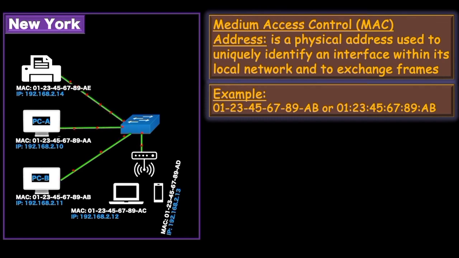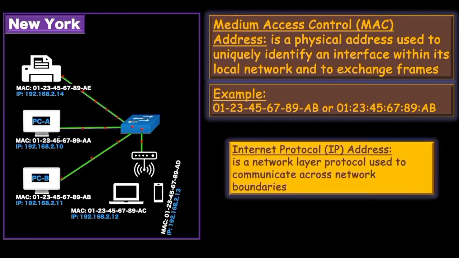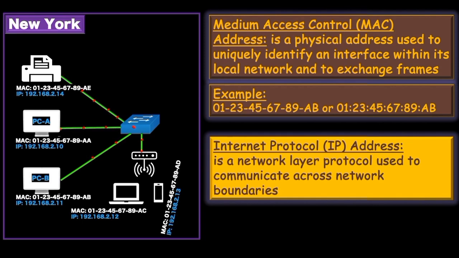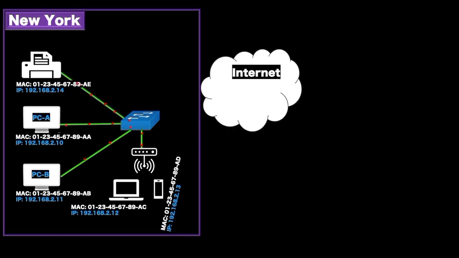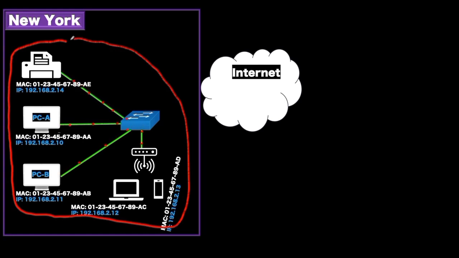IP address, on the other hand, is Internet Protocol address. This is a network layer protocol used by devices to communicate across the network boundary, including the internet. An example is this. To exchange frames within the local network in the New York office, this is all that is needed to set up. But the employees need to connect from their computers and cell phones to external services on the internet, to connect to things like Google, banking websites, and other websites.